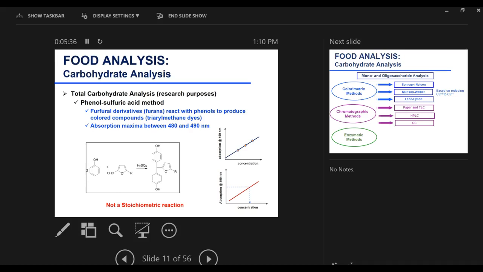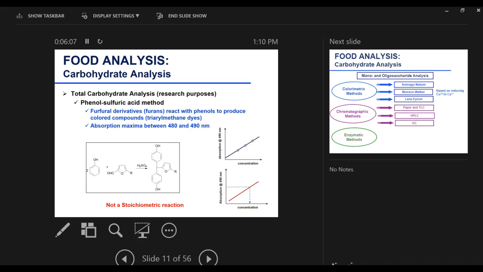Because we are measuring based on absorption, in order to determine concentration, we have to plot standard curves. So you will be using glucose as a standard, and then you're going to prepare glucose at different concentrations and then plot the concentration versus the absorption to get your equation of the line and then determine the concentration of carbohydrate in your sample.